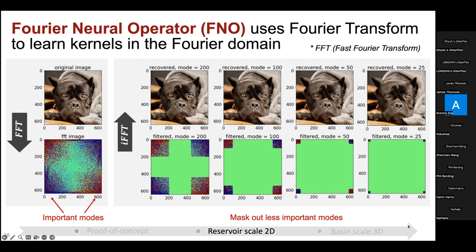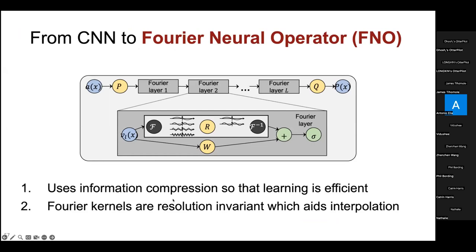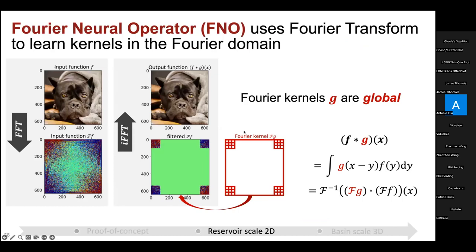So the Fourier neural operator uses this feature, and it uses information compression, so the learning is more efficient. And also, in addition to that, the Fourier kernels are resolution invariant, which helps with interpolation. So to learn an FNO model, we can think of us picking the modes that we believe can represent most of the information. And we apply a Fourier kernel onto these filtered modes. And after we apply the kernel, we do the inverse Fourier transform. This is just a demonstration, but in real life, here should be the output. And after we do this inverse Fourier transform, we have one Fourier block. So because of this, the Fourier kernels are all global. And writing this out mathematically, we have the input function F convolved with G.